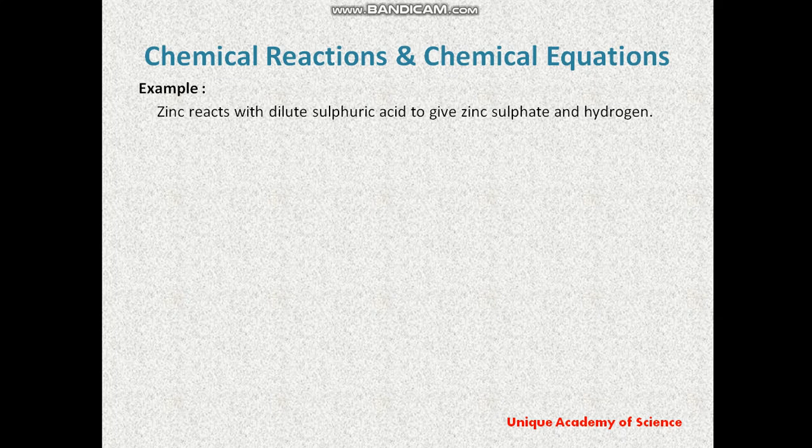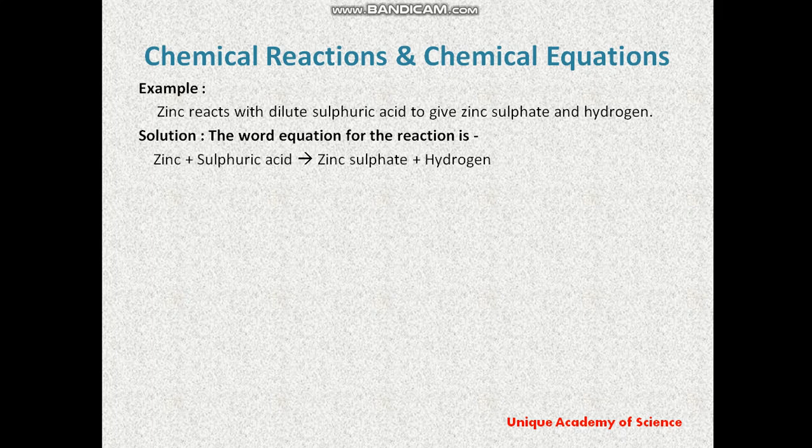Now for example, the statement is given: zinc reacts with dilute sulfuric acid and gives zinc sulfate and hydrogen. Here the reactants are zinc and dilute sulfuric acid, and it produces zinc sulfate and hydrogen. So by the use of the word equation, zinc plus sulfuric acid gives zinc sulfate plus hydrogen.